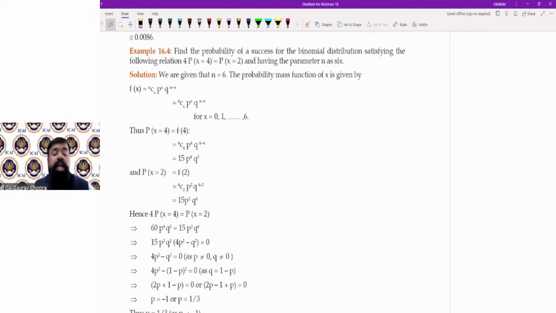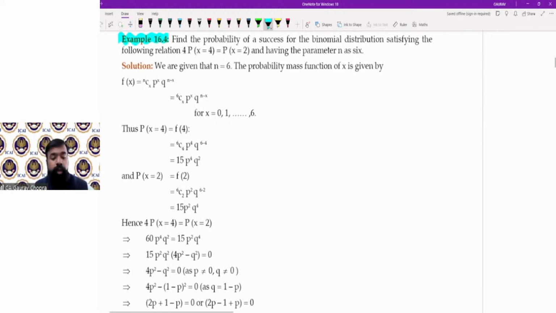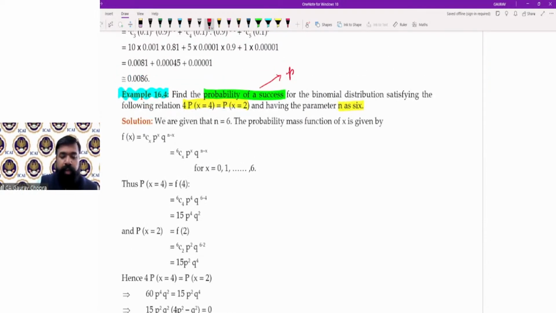Now the fourth one, example 16.4. Find the probability of success for the binomial distribution satisfying the following relations and having the parameter n as 6. So parameter n is 6 and this relation is given. What you have to find is the probability of success. That means we have to find small p. N is given as 6. Q is also not available. So what is available? The relationship. 4 times of probability x equal to 4 equals P(X=2).